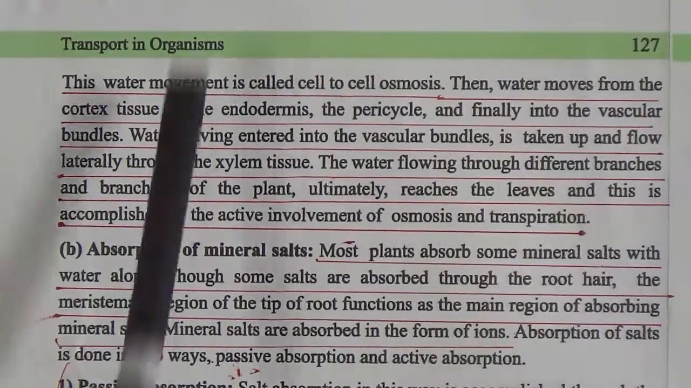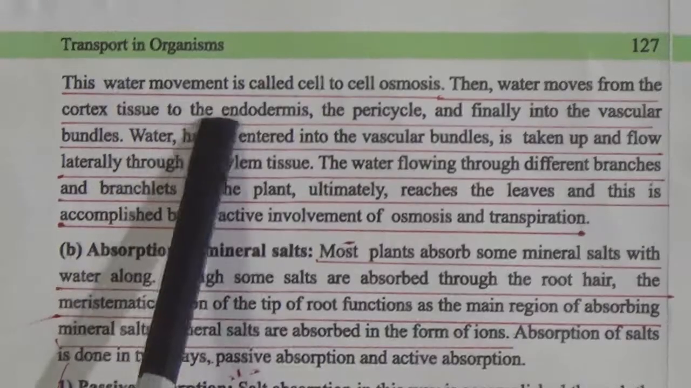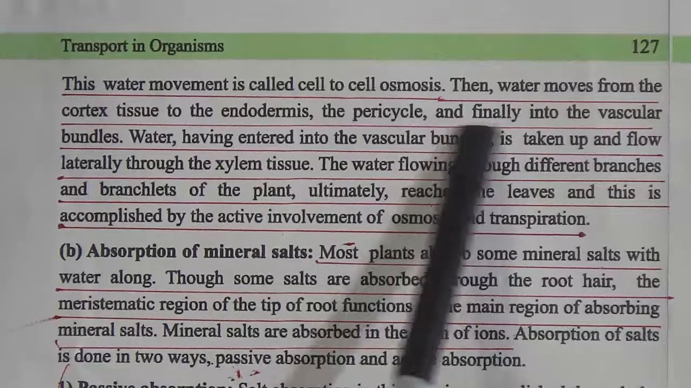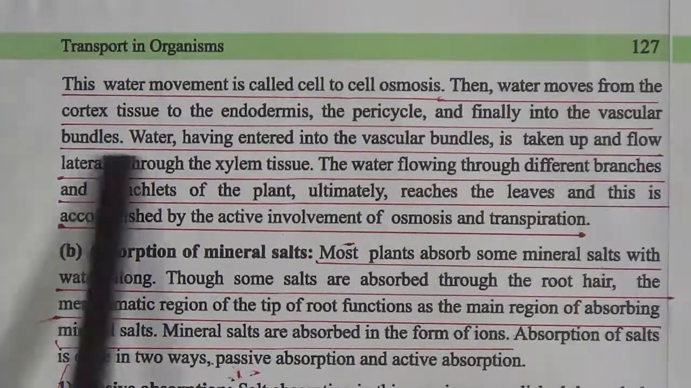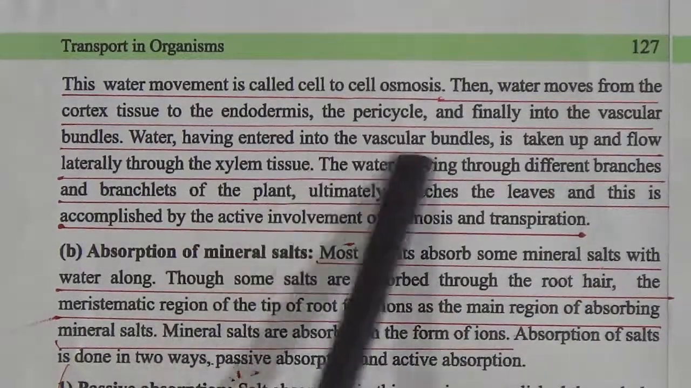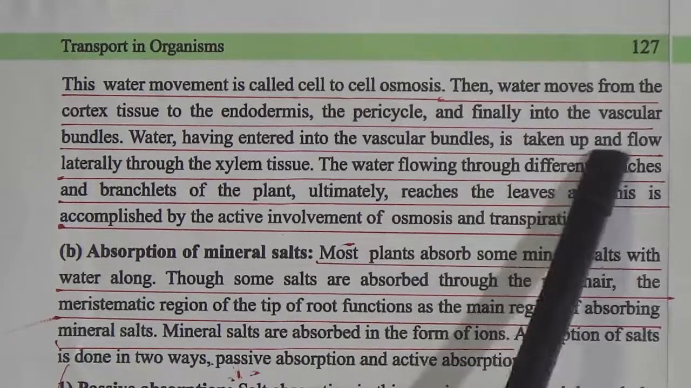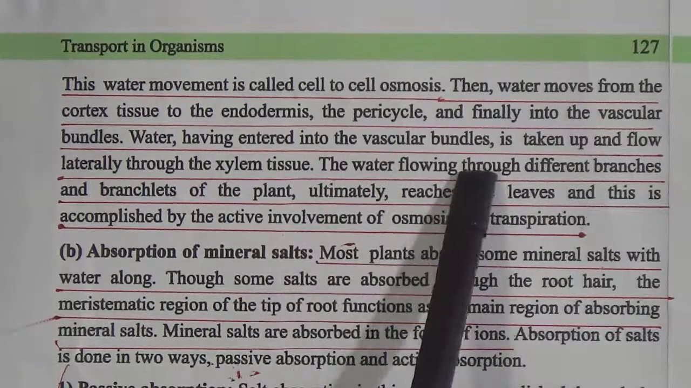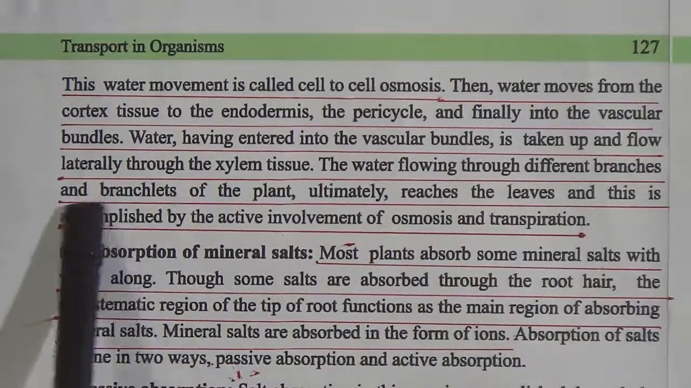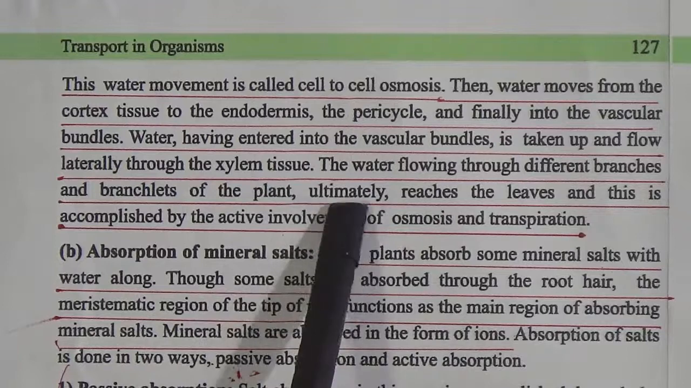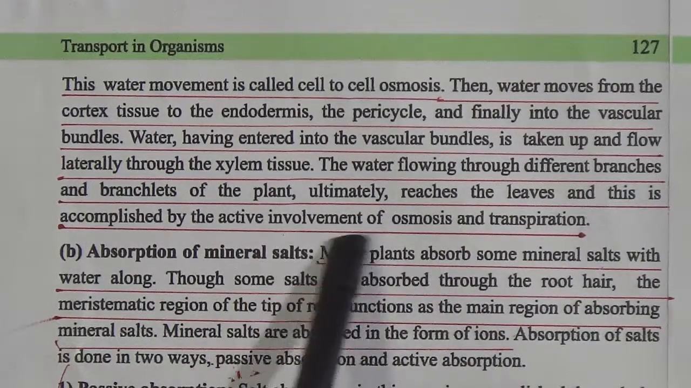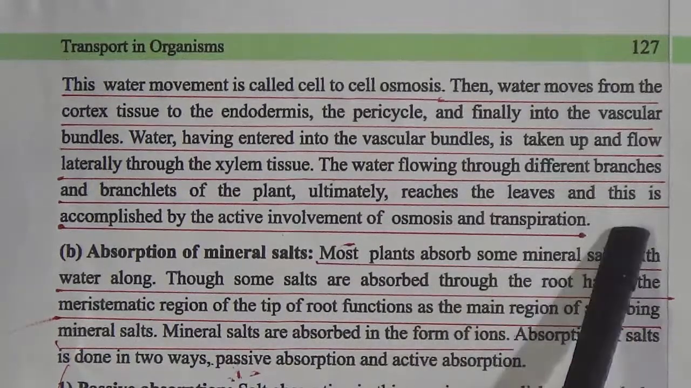Then water moves from the cortex tissue to the endodermis, the pericycle, and finally into the vascular bundle. Water having entered the vascular bundle, it is taken up and flows through the xylem tissue. The water flowing through different branches and branchlets of the plants ultimately reaches the leaves, and this is accomplished by the active involvement of osmosis and transpiration.